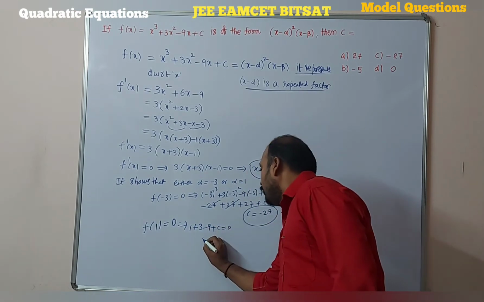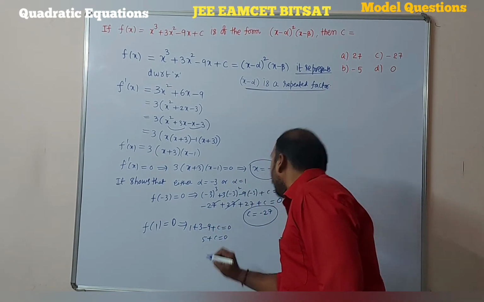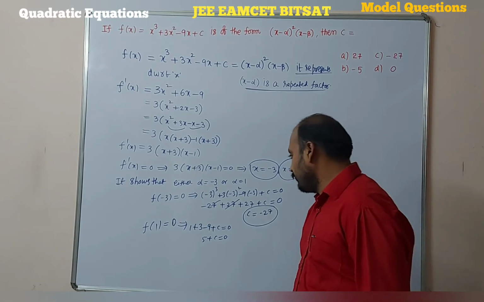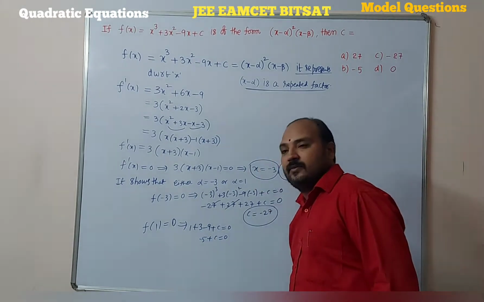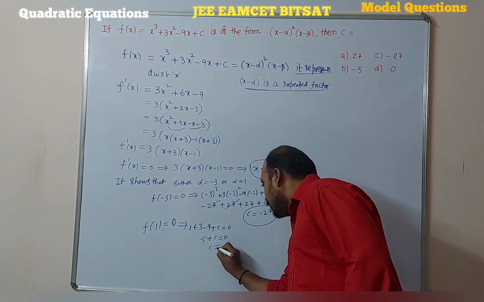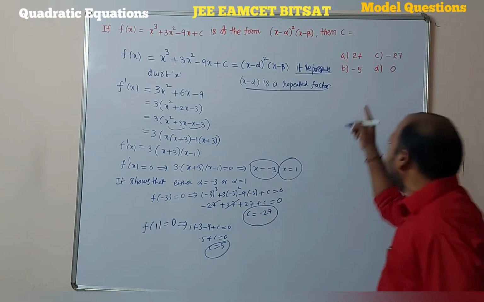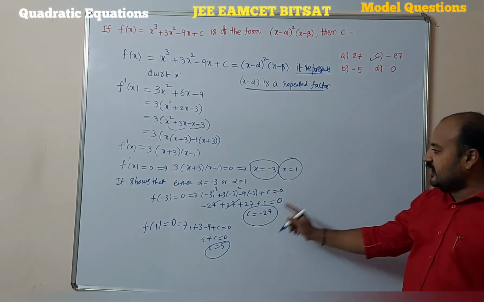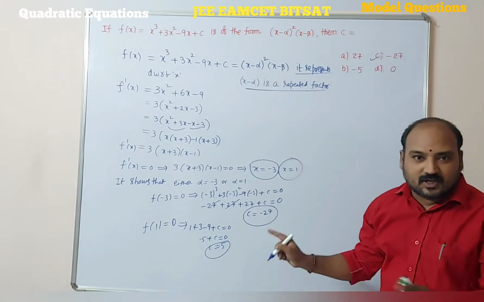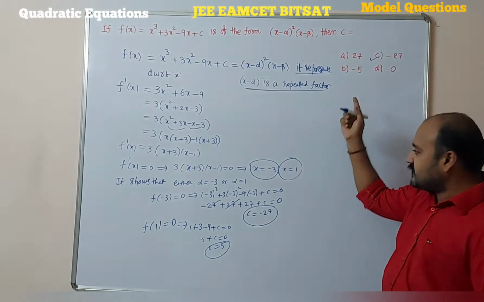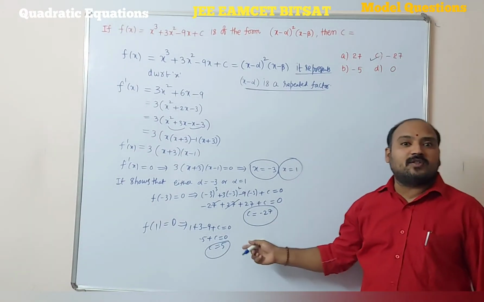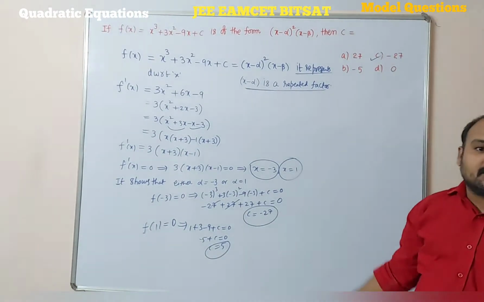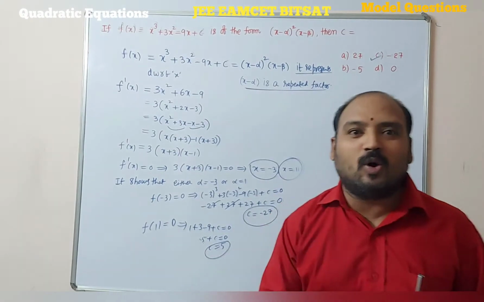4 minus 9, minus 5. Minus 5 plus c is equal to 0. Sorry, minus 5, we can take this side, c is equal to 5. But c is equal to 5 is not there in the options. c is equal to minus 27 is there. So c is equal to minus 27 is the right option. Both are correct, but among the options c is equal to 5 is not there. So therefore this is the right answer, c is equal to minus 27. We'll move on to the next question now.